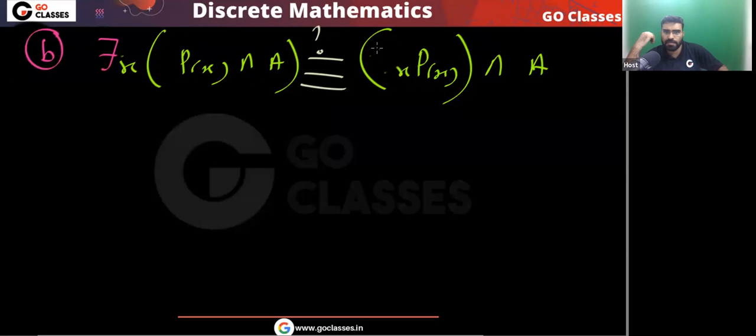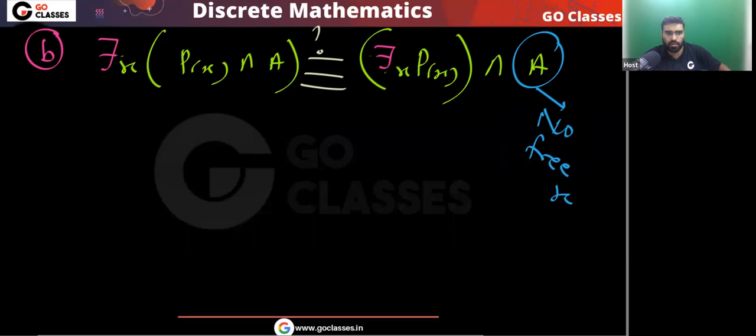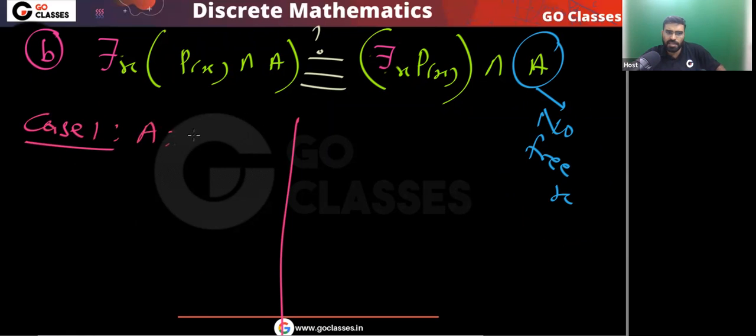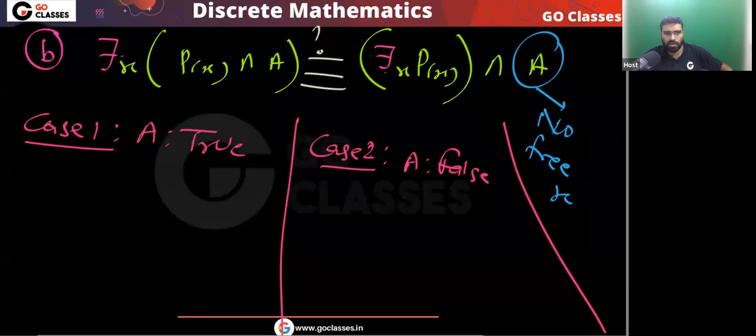What about this part B? Again, the same thing. This A has no free x. This is completely unaffected by the quantifier, completely unaffected by there exists x. So you can simply create two cases: in one case A true, in another case A false. Now again you tell me, when A is true, what is LHS?